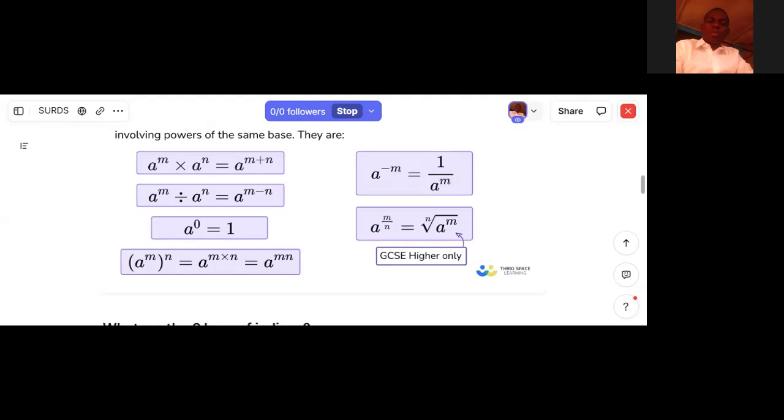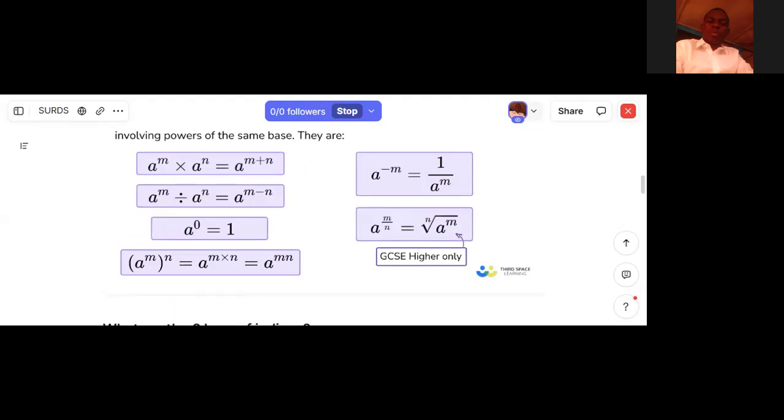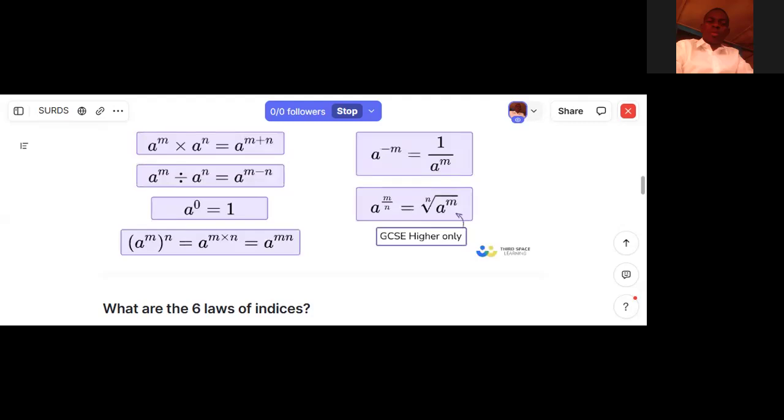Now we have the power of zero. For instance, a raised to the power zero gives you one. Any expression raised to the power zero gives one, note that. Then we also have indices with bracket. From your screen, you have a raised to the power m in brackets, then raised to the power n. What we do is multiply the two powers, the power in the bracket and the power outside the bracket, to give us a raised to the power mn.